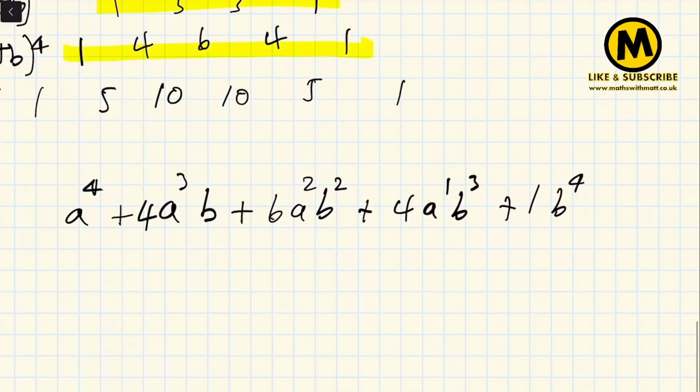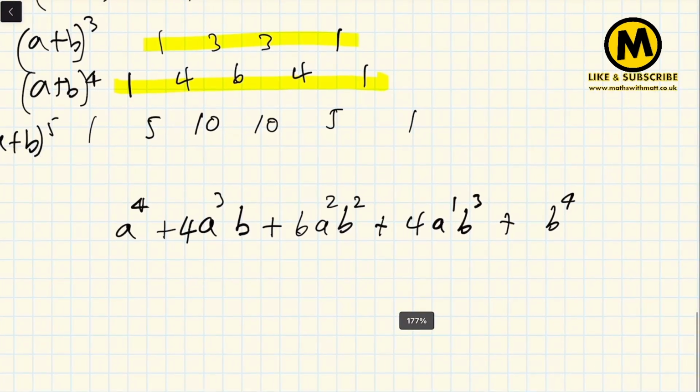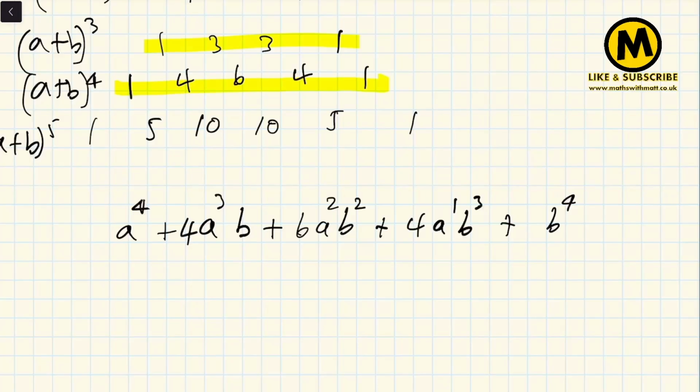And we find that the expansion of a plus b to the 4 would be a to the 4 plus 4a cubed b plus 6a squared b squared plus 4ab cubed plus b to the 4.